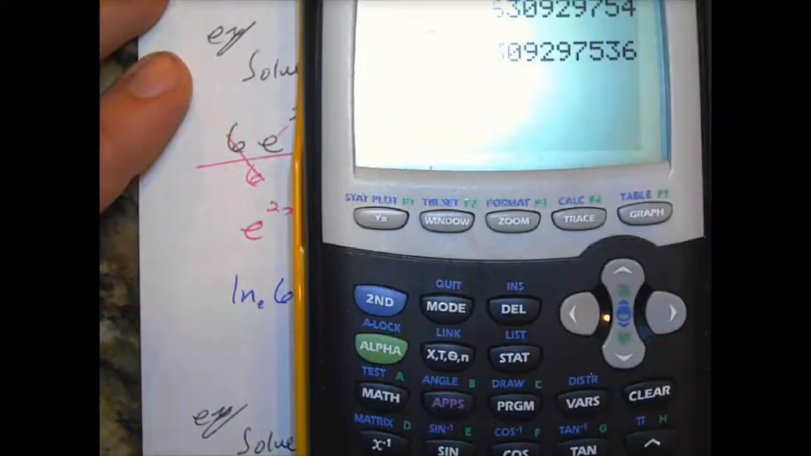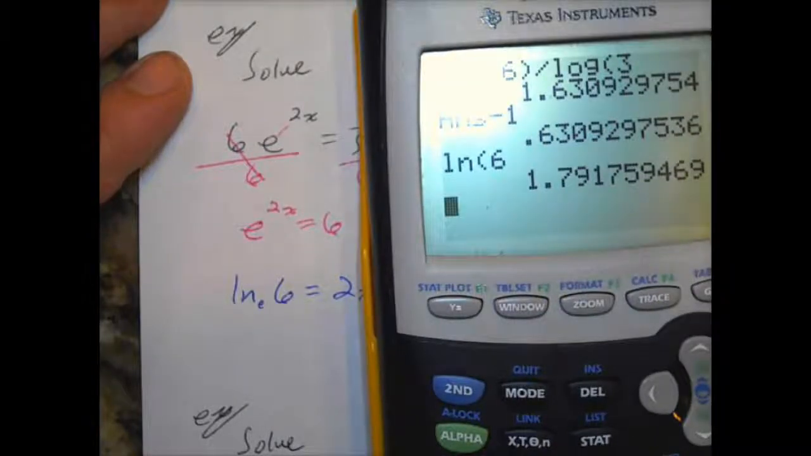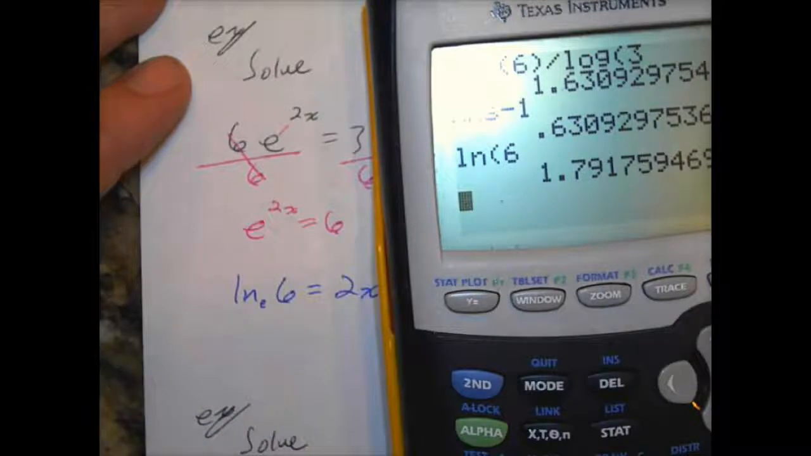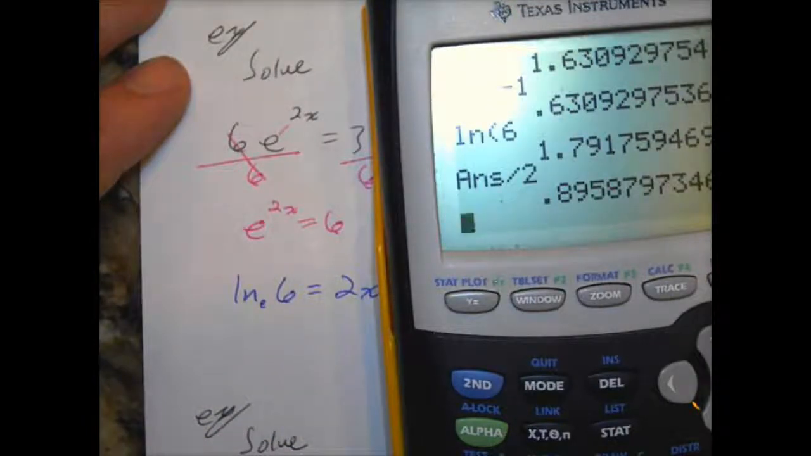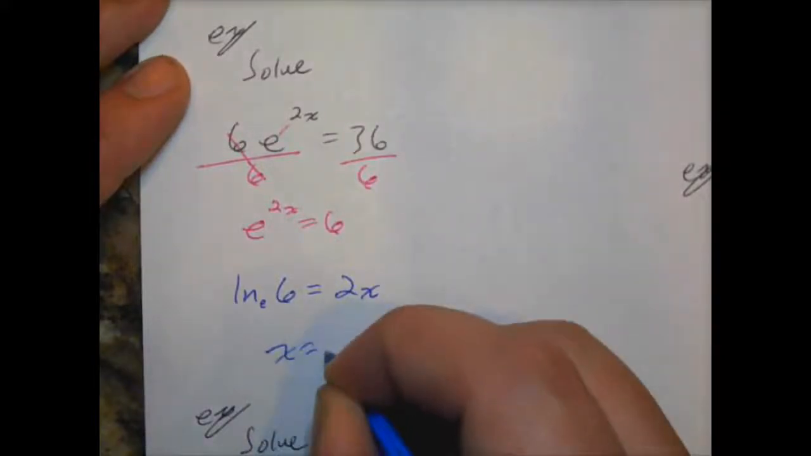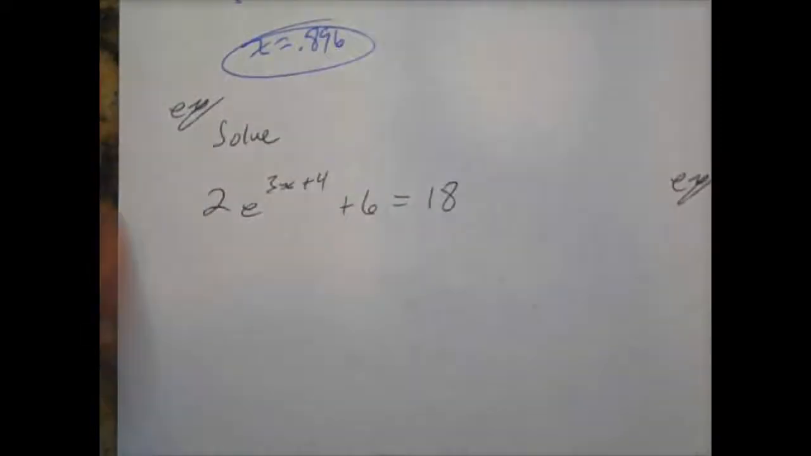So ln of 6. Oh, that doesn't work. There she is. Ln of 6, and that is 2x. So I need to divide that number by 2 to figure out what x is. So we have 0.896. So x equals 0.896. Well, happy day.